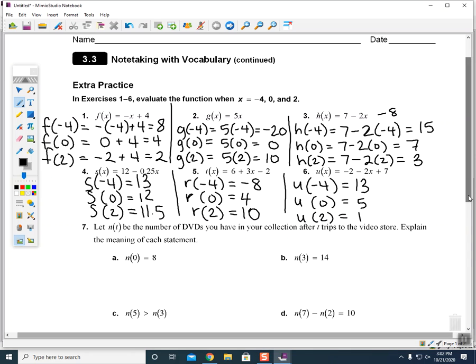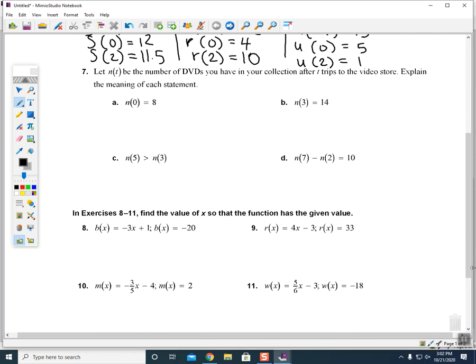All right, so next, let n of t be the number of DVDs you have in your collection after t trips to the video store. Explain the meaning of each statement. So what I'm doing is I'm looking at each statement and I'm trying to think about it in terms of my scenario of going to the video store.